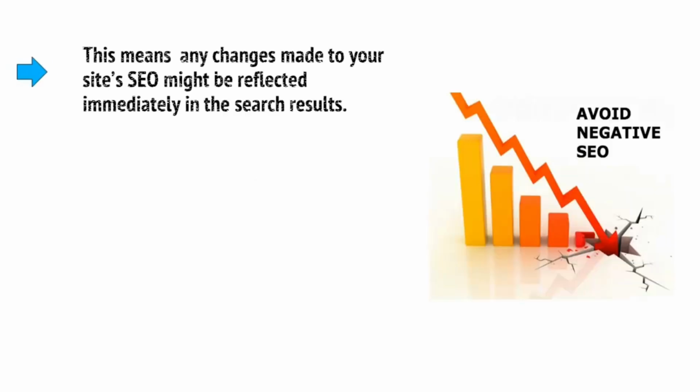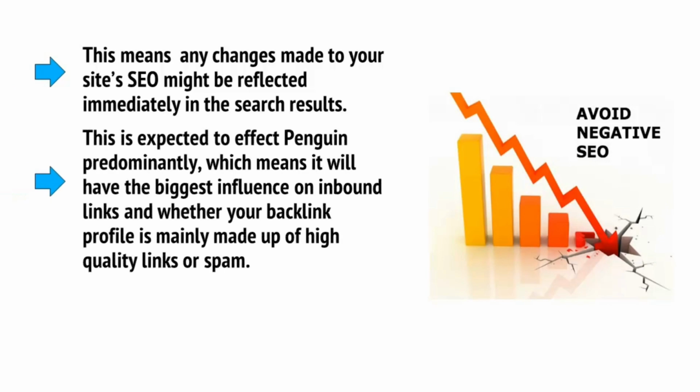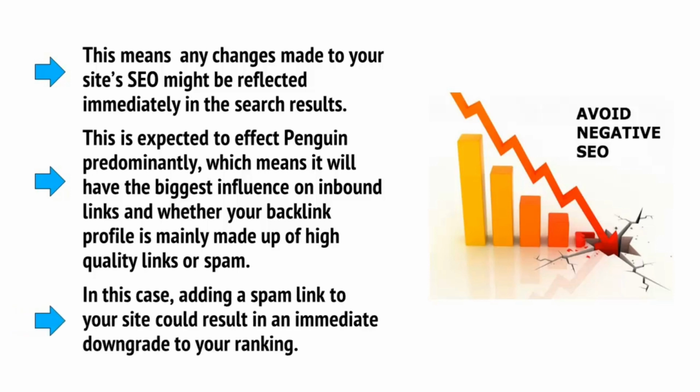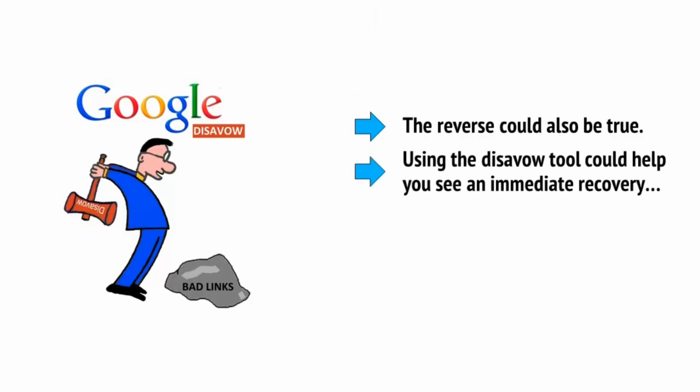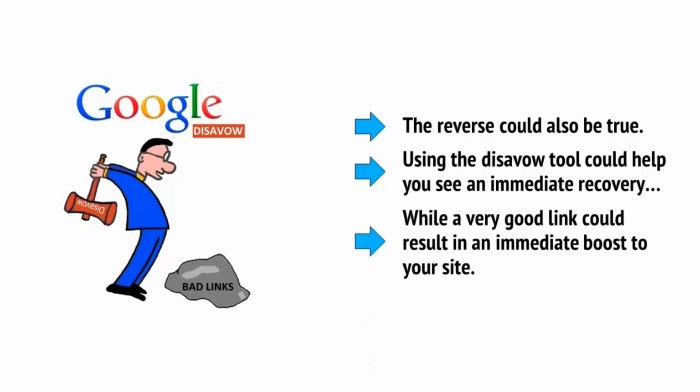This means any changes made to your site's SEO might be reflected immediately in the search results. This is expected to affect Penguin predominantly, which means it will have the biggest influence on inbound links and whether your backlink profile is mainly made up of high quality links or spam. In this case, adding a spam link to your site could result in an immediate downgrade to your ranking. Likewise, though, the reverse could also be true. Using the disavow tool could help you to see an immediate recovery, while a very good link could result in an immediate boost to your site.